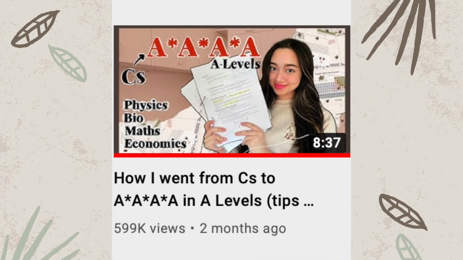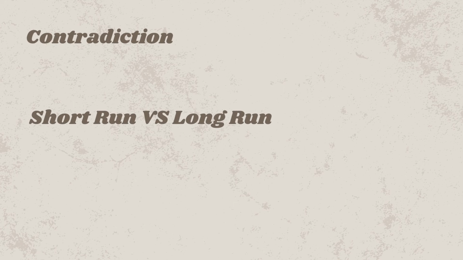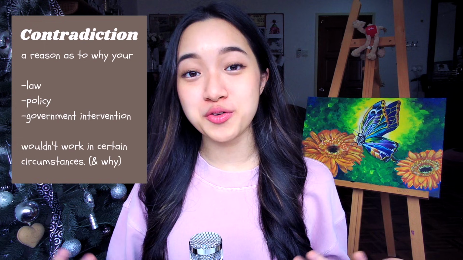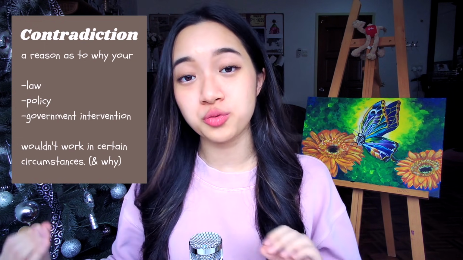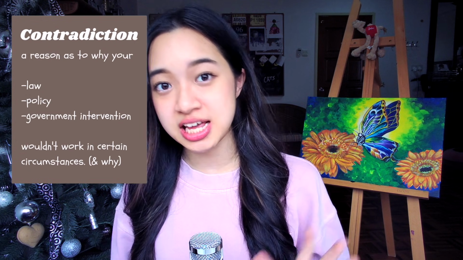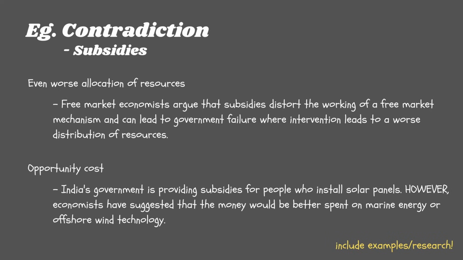So next, how to write your evaluation. There are 3 ways to write your evaluation: contradiction, short run versus long run, or magnitude. Pick one. If you pick contradiction, you have to give a reason as to why your law, policy, or intervention might not work in certain circumstances. You also have to explain why it wouldn't work. Pause to read an example of an evaluation for subsidies.